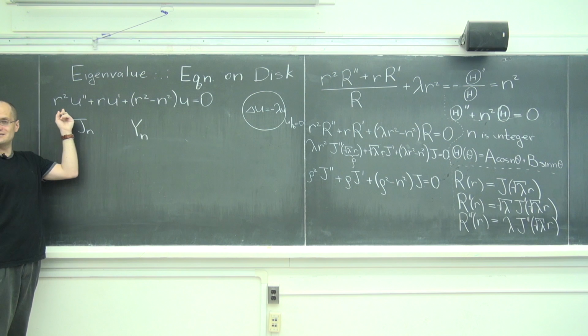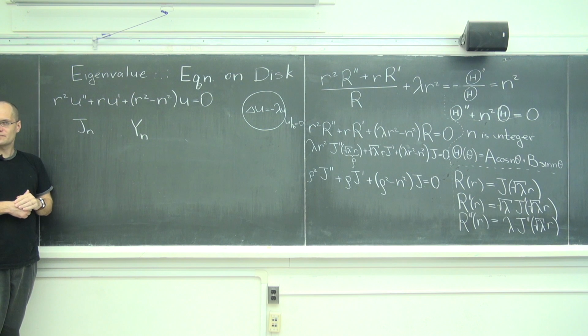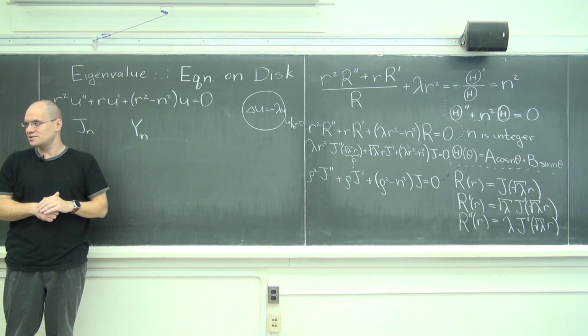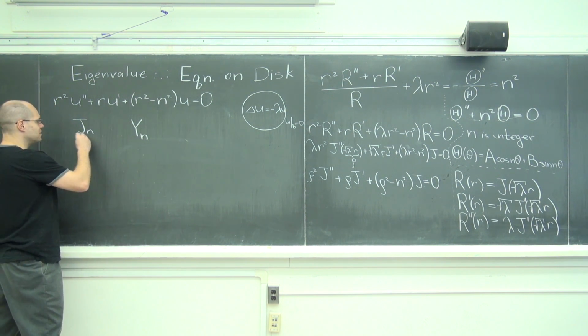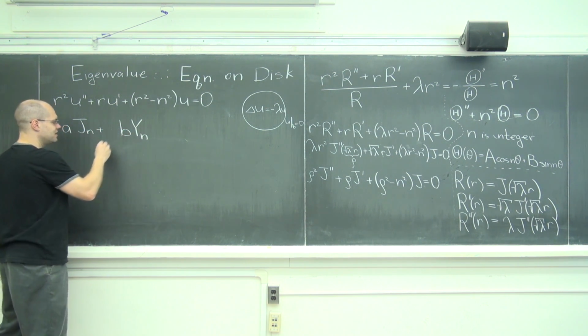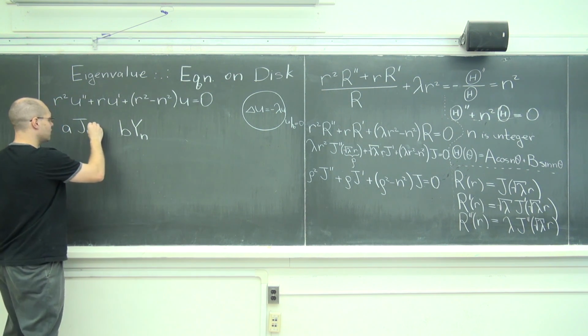So there's a strong indication that one of the solutions to this equation will blow up at 0, and that's the y's. And the other solution won't blow up at 0, and that's the j's. At least you can choose it that way. So you can find one that doesn't blow up at 0, and one that does. But one always will. So it will always be, let's say, a of this plus b of this. And I believe, well, let's put of r, why not?